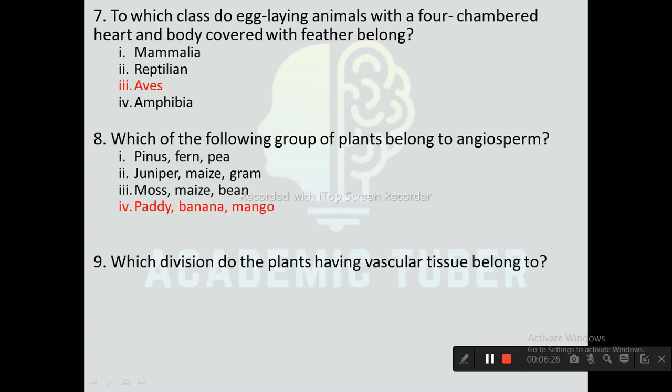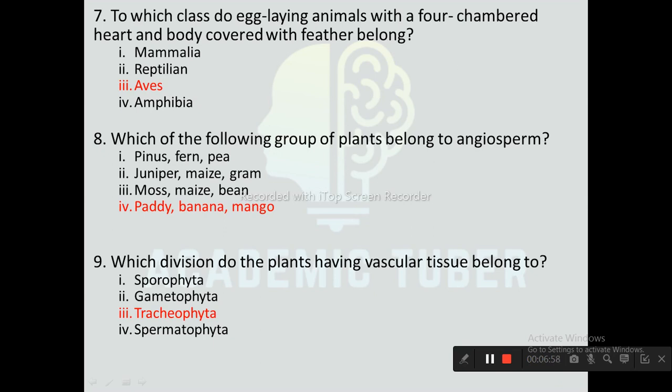Next one, which division do the plants having vascular tissue belong to? The options are sporophyta, gametophyta, tracheophyta and spermatophyta. And the correct option is division tracheophyta. The division tracheophyta includes the vascular plants, which have specialized tissue for the transport of water, minerals and nutrients. This division encompasses a wide range of plants including ferns, gymnosperms and angiosperms.